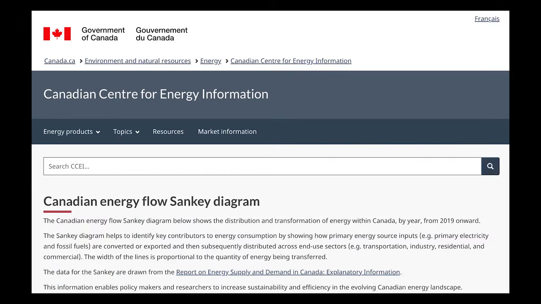Insights from a Sankey diagram. What's that, you say? Well, Robert Lyman has prepared this analysis of a Sankey diagram on Canada's government website.